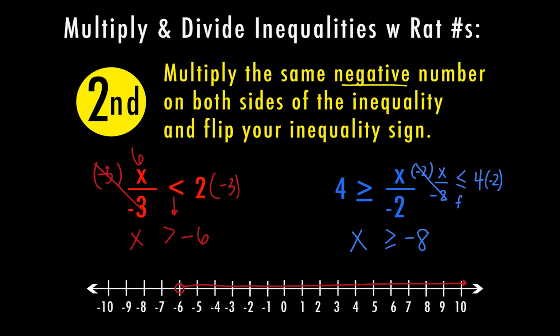So now I'm going to find my negative 8. I'm going to do a closed circle, and I'm going to shade everything greater than, which is to the right. So let's test this one out and see if this one's true. We'll go back to the original equation here, and I'm going to plug in a 6. If I were to divide 6 by negative 2, I get a negative 3. Now 4 is in fact greater than or equal to negative 3, so that is a true statement.